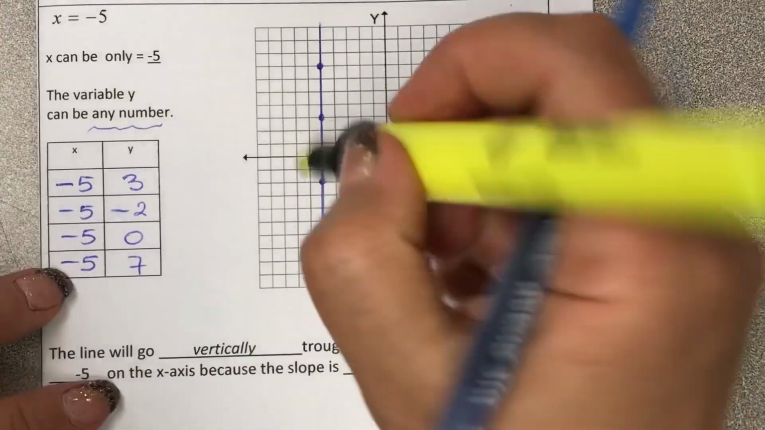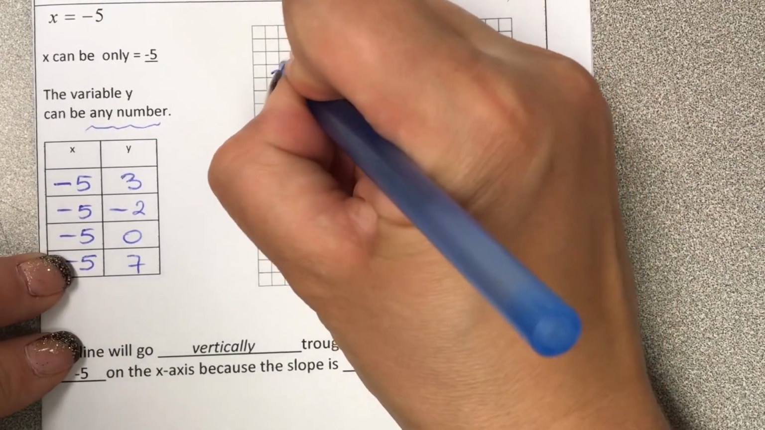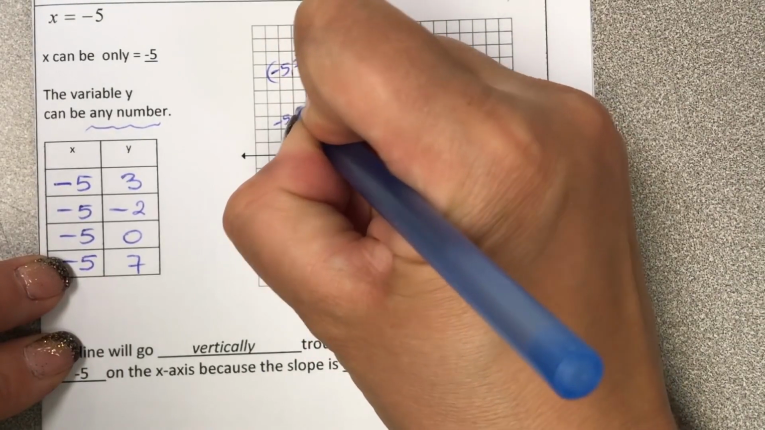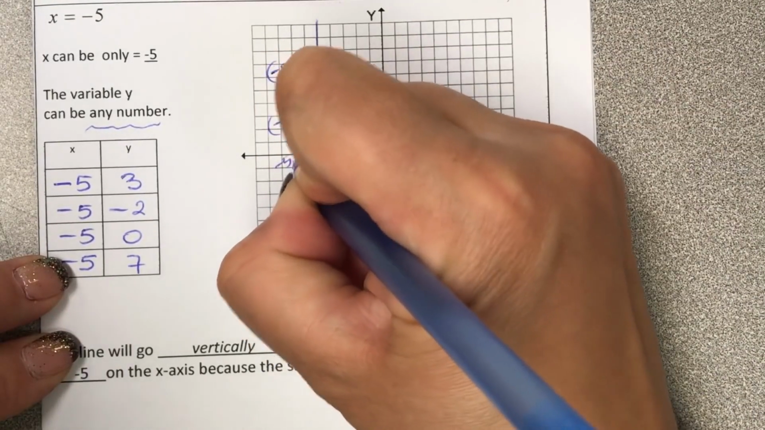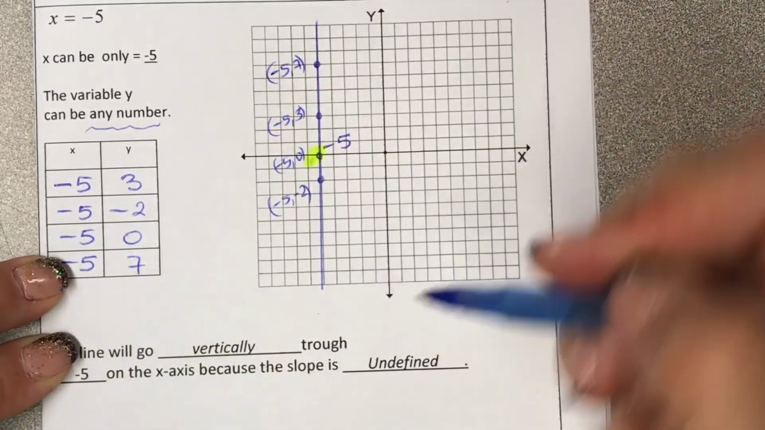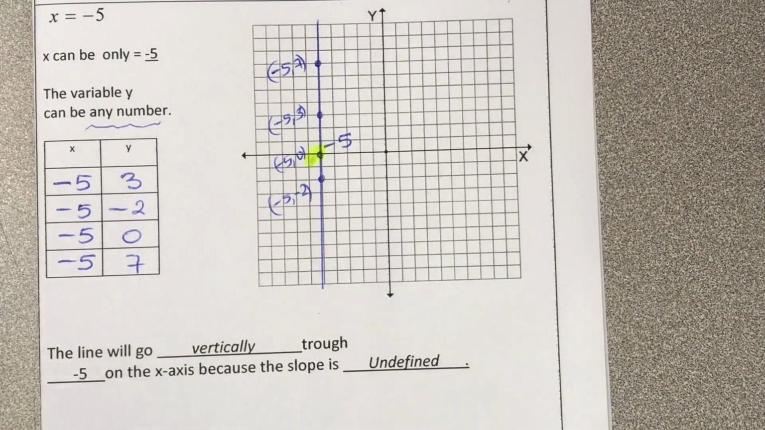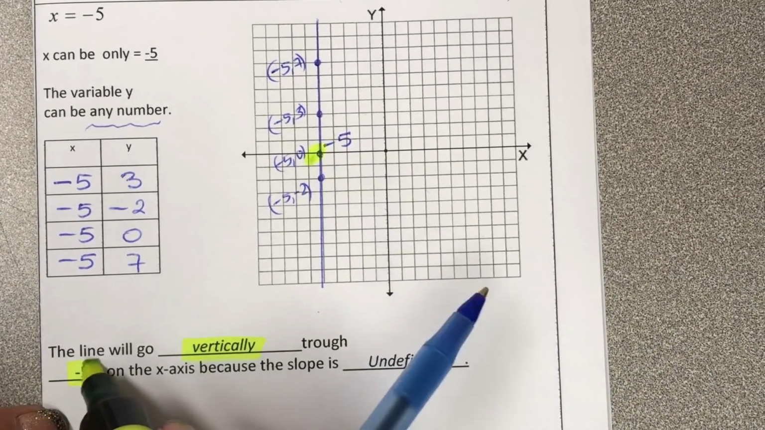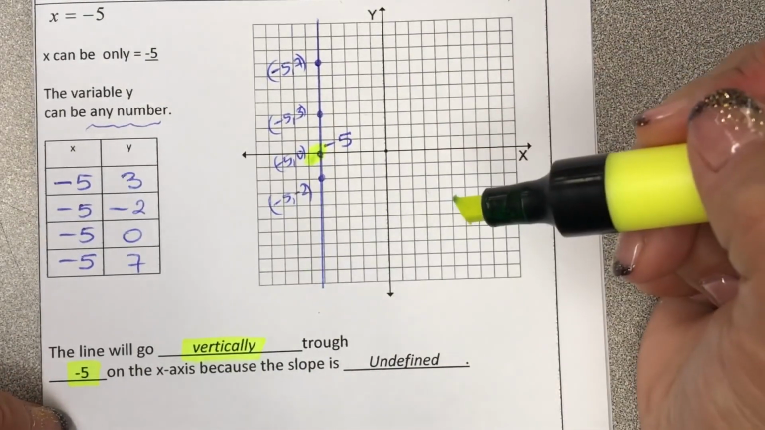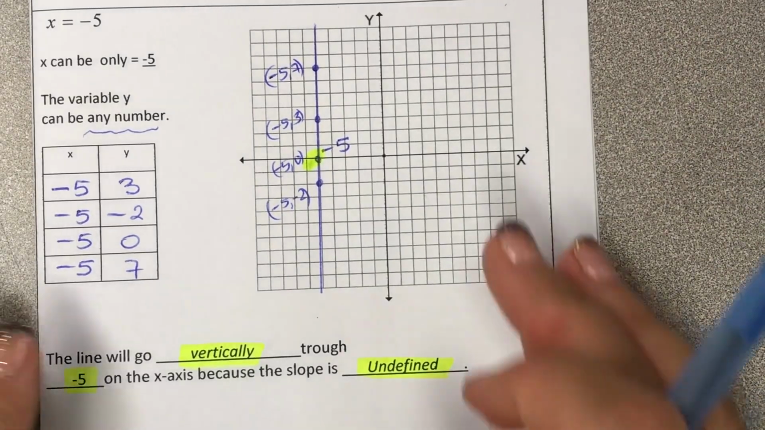So when we graph the line, here is your -5 on the x-axis. Every ordered pair had a -5 for x. That was -5, 7. That was -5, 3. That was -5, 0. And that was -5, -2. It is a vertical line. That's what we state as a conclusion. The line will go vertically through -5, which is called the x-intercept because the x-axis is being crossed at -5, and the slope of the vertical line is undefined.